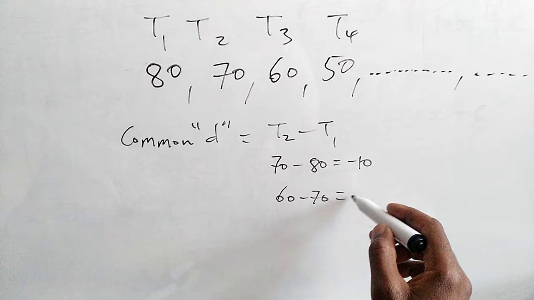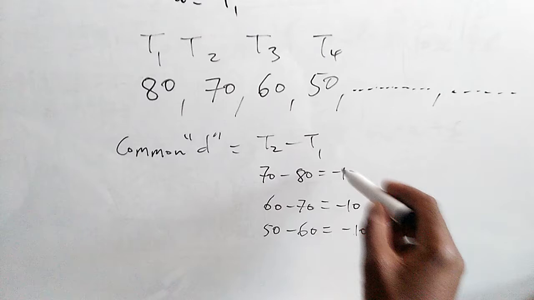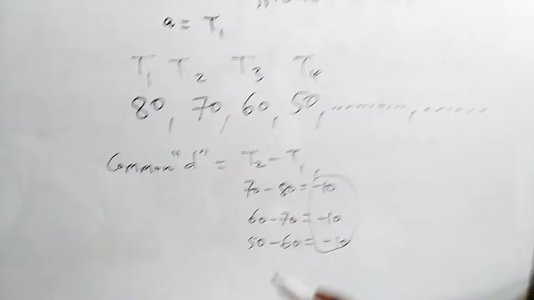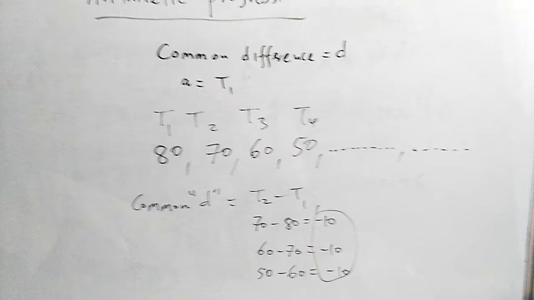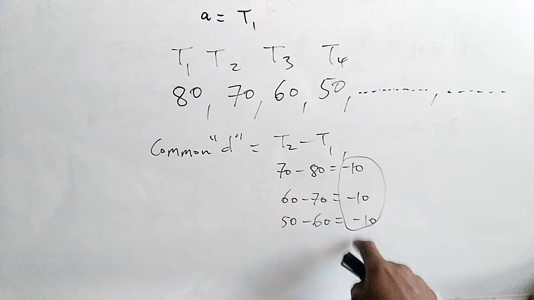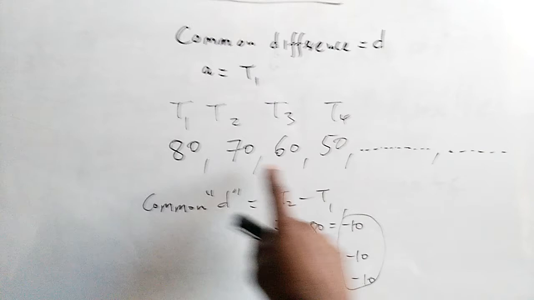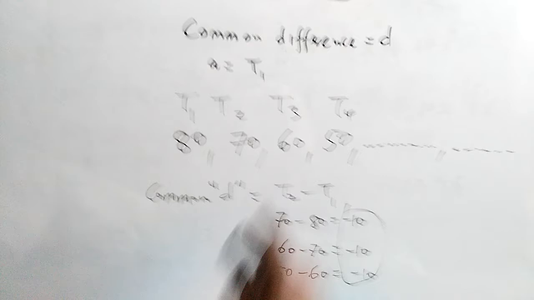Fourth term, take away third term. Look at the common difference. The common difference will be giving us a negative. That's why I said, when you're starting from big numbers descending to smaller numbers, your common difference carries a negative, because you'll be taking away a bigger number from a smaller number. 70 take away 80, 60 take away 70, 50 take away 60. And so you'll be having negative values.